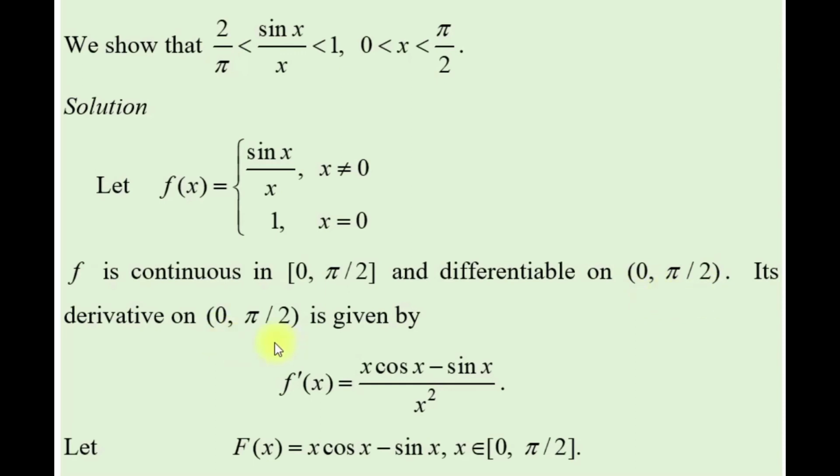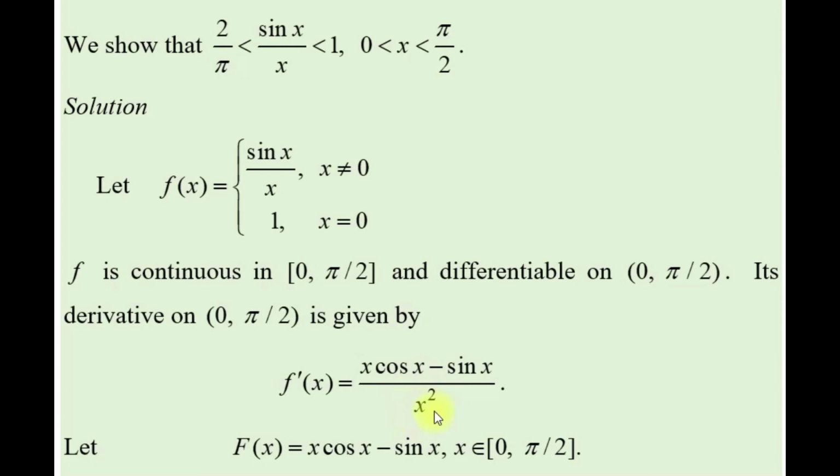Its derivative on the open interval 0 pi by 2 is given by f prime of x is equal to x cos x minus sin x by x square. This can be obtained by applying quotient rule to the function sin x by x. We let capital F of x is equal to x cos x minus sin x, where x belongs to closed interval 0 pi by 2. We consider this function to check the behavior of f prime of x.